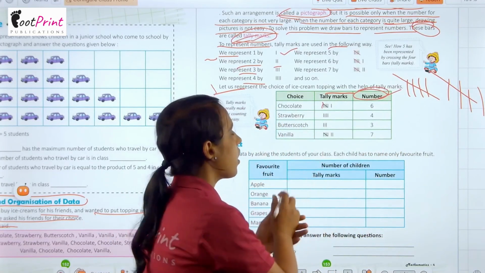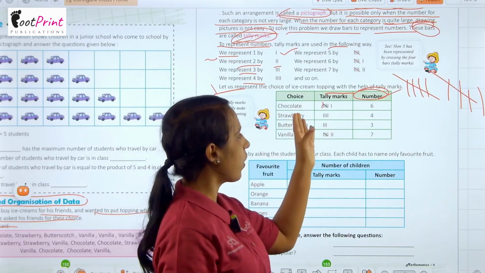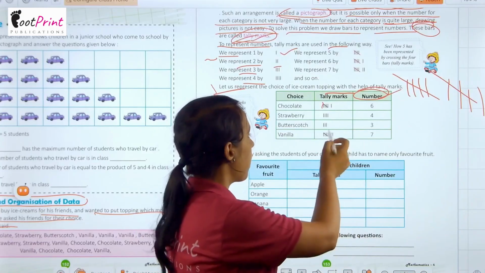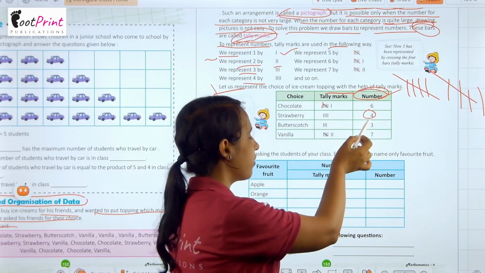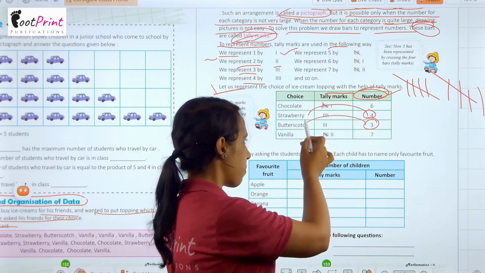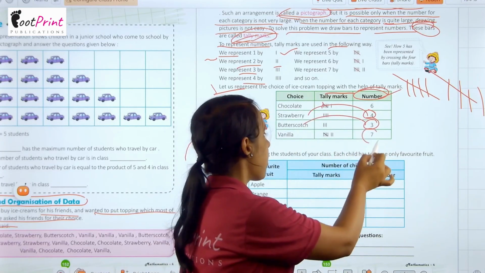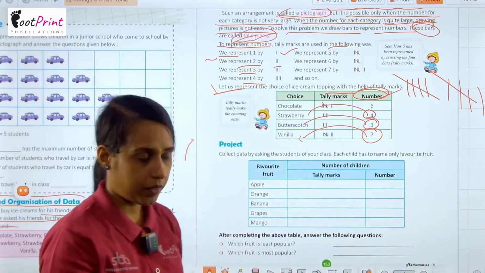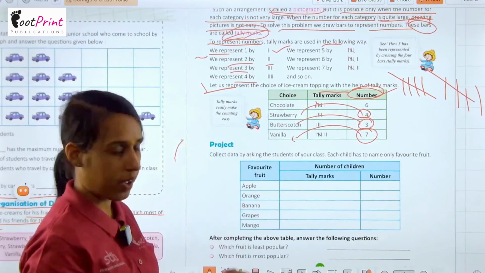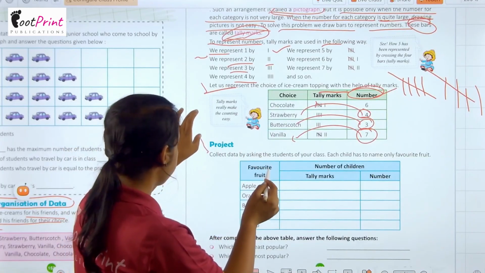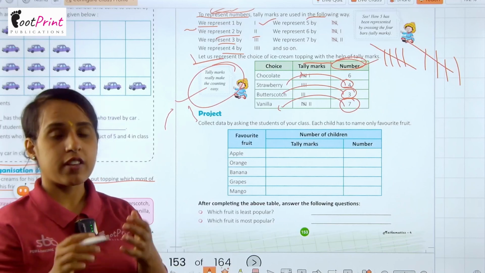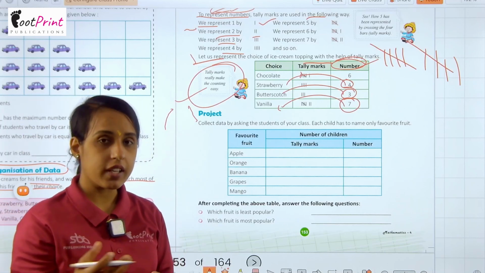So his friends who like chocolate are 6 students, or 6 friends we can say. And 4 friends like strawberry, 3 friends like butterscotch flavor and 7 friends like vanilla. So here we get the result of how much he has to buy. And if we use tally marks, it really makes our counting easy.